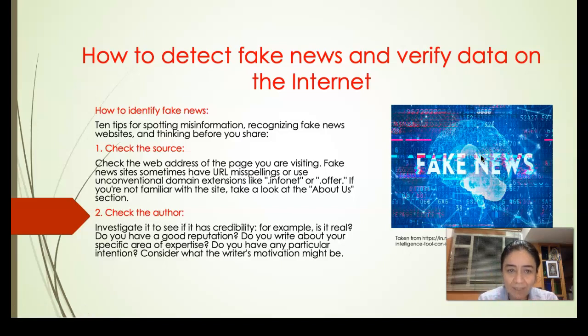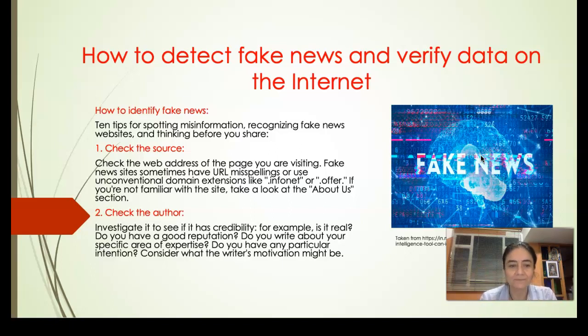Today, the topic of the class is how to detect fake news and verify data on the internet. Okay? How to identify fake news: 10 tips for spotting misinformation, recognizing fake news websites, and taking a critical judgment. There are 10 tips. Number 1.